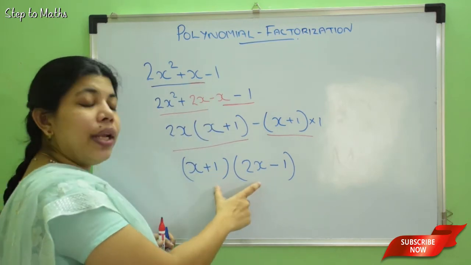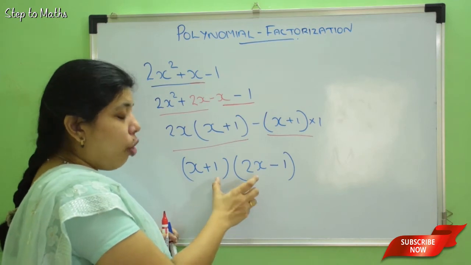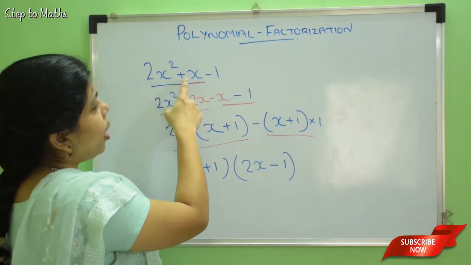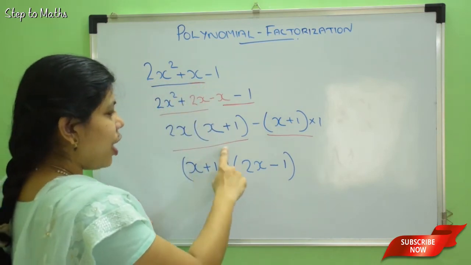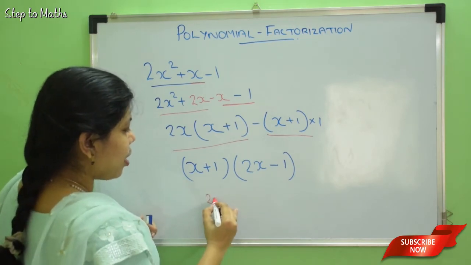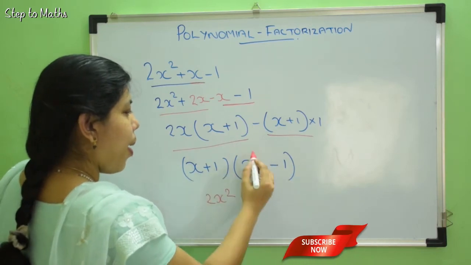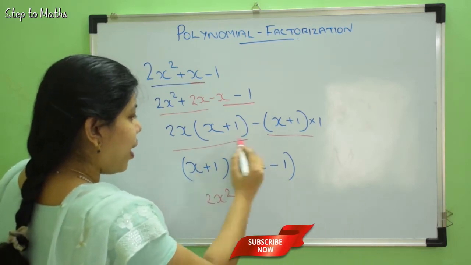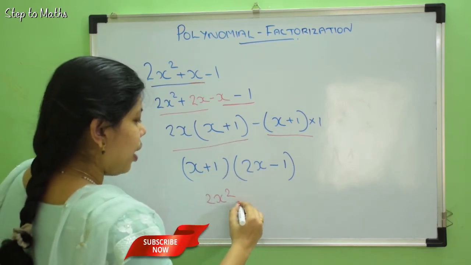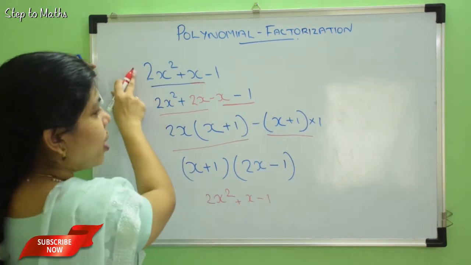If we expand these two polynomials, or if we find the product of these polynomials, we get 2x square plus x minus 1. That is x into x, 2x square, plus x, minus x, plus 2x means plus x, then minus 1: 2x square plus x minus 1.